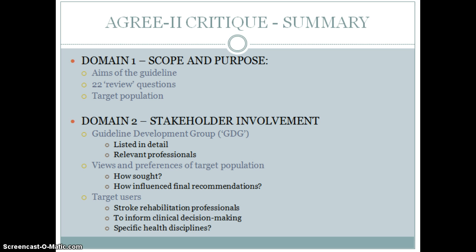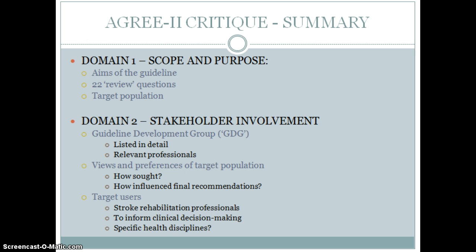The first domain, scope and purpose, requests that the aim of the guideline, the health questions, and the target population are made clear to users. The aims of this guideline are clearly stated within the introduction. The 22 health or review questions used to guide the Guideline Development Group's literature search are written in full, and the target population is clearly described also.